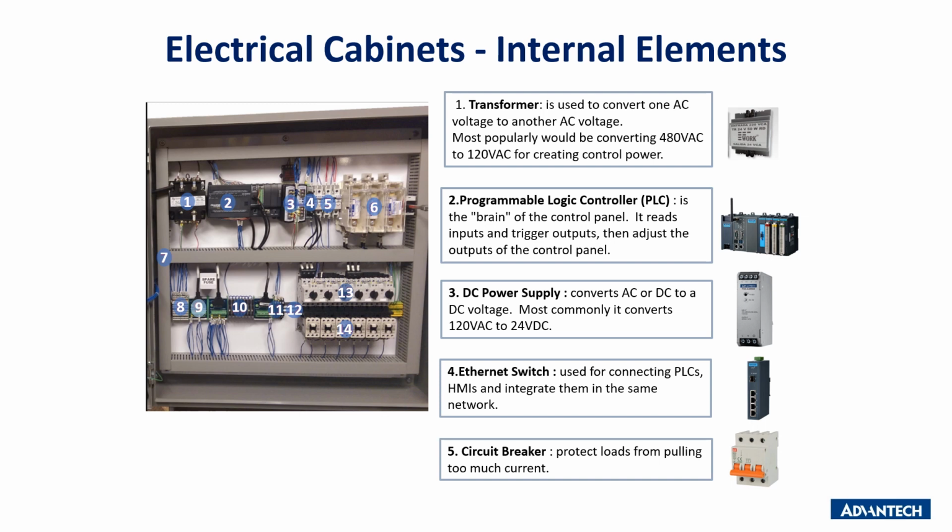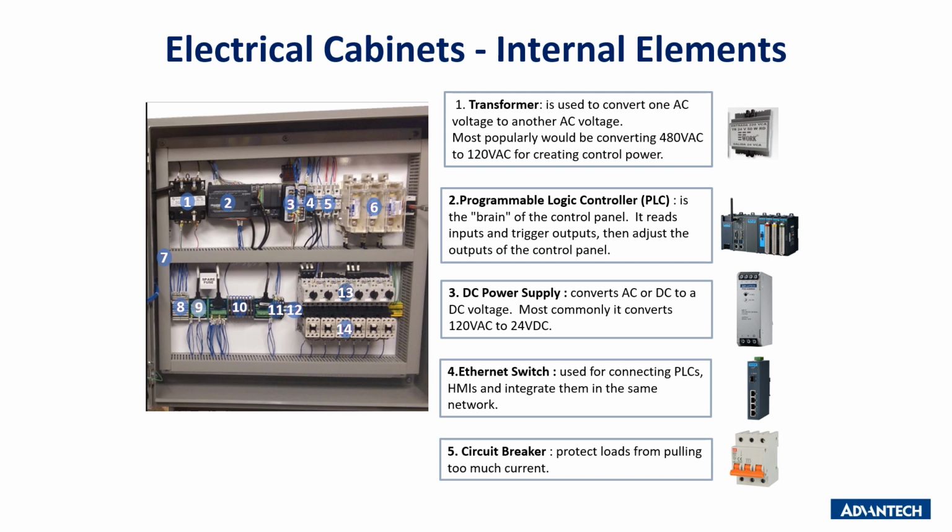2. Programmable logic controller, PLC, is the brain of the control panel. It reads inputs and triggers outputs, then adjusts the outputs of the control panel. 3. DC power supply converts AC or DC to a DC voltage. Most commonly converts 120 volts AC to 24 volts DC.